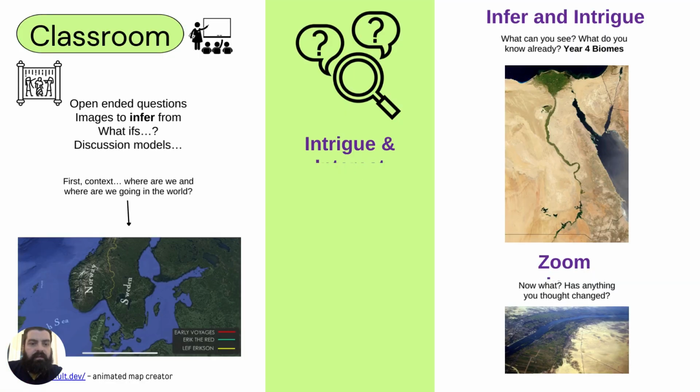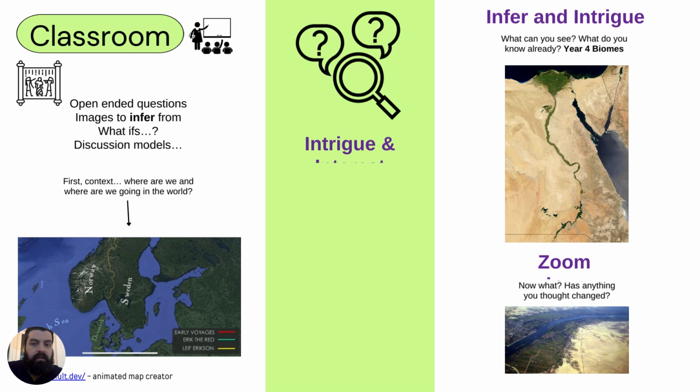So the first is developing an intrigue and interest, so tasks that really support a wider zoomed out thinking, just generalizing an idea, open-ended questions, images to infer from, what ifs, or even discussion models. So things that you might do is, there's really nice videos on YouTube and you get to see historical journeys from one person to another country and just sort of looking at that. So we use this GIF, which isn't playing on the slides, but it was looking at the Viking journey across the world and what that tells us about the Vikings just in a general picture.